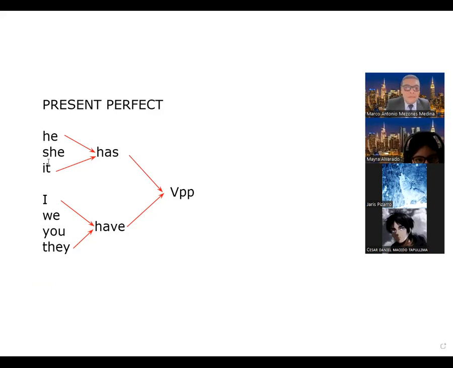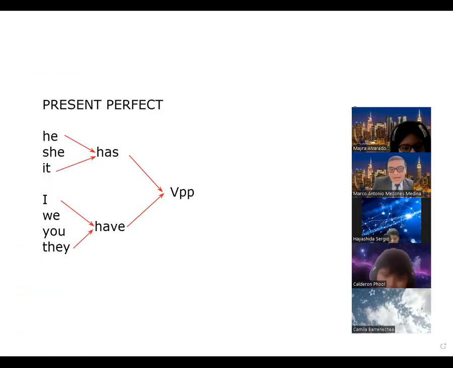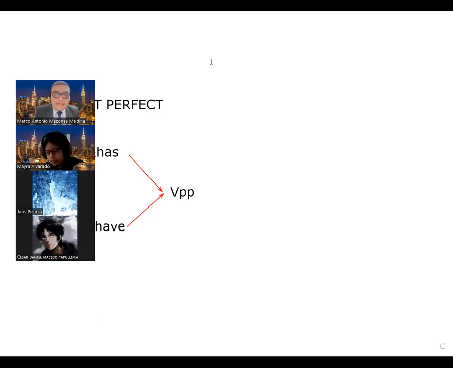Pero para poder entender mejor el present perfect, tú necesitas saber ciertas estructuras. La primera estructura, he, she, it, trabaja con has. I, we, you y they trabajan con have. ¿Correcto? ¿Qué significa has y qué significa have? Haber. El verbo haber. Yo he, tú has, ellos han, nosotros hemos, él ha, ella ha. ¿Correcto? Yeah. Es el verbo haber. Y el verbo que le acompaña debe de estar en past participle form of the verb.